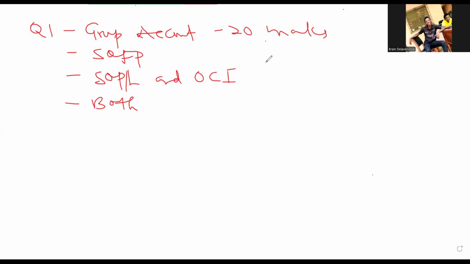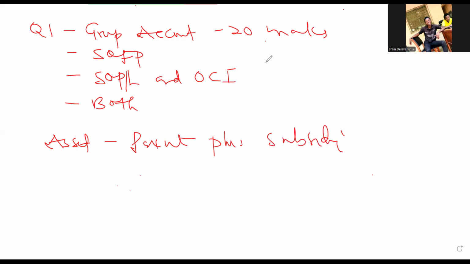If you are adding the figures, add the parent's assets together with the subsidiary's assets. So the assets of the parent and the subsidiary will be put together. You write the parent here, plus the subsidiary, so you add that together.